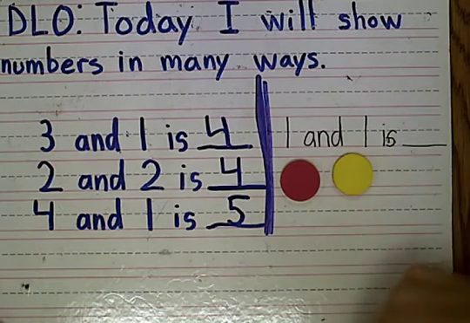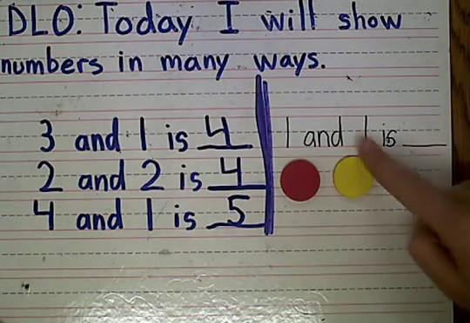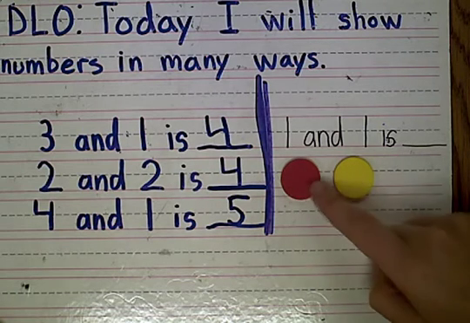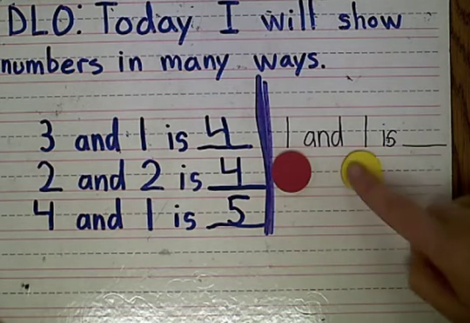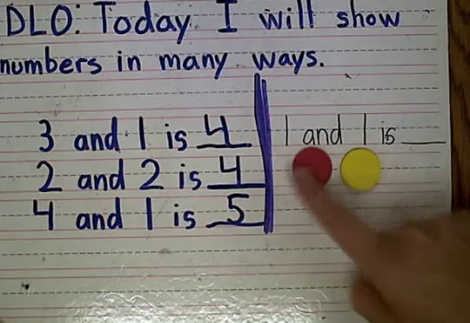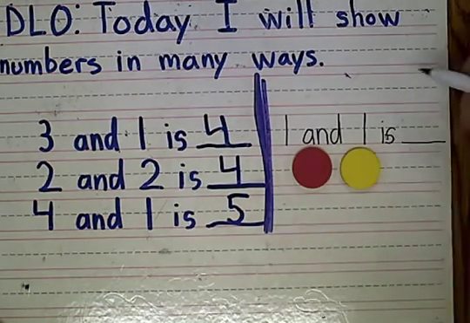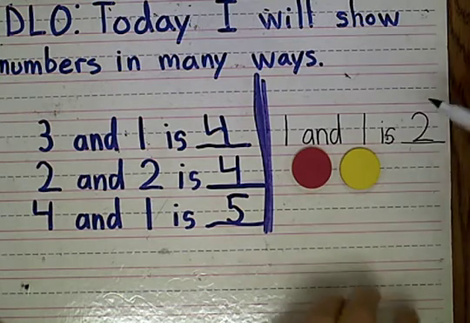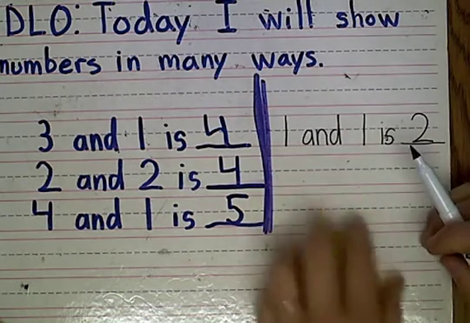I'll flip it over, my flippy chip. 1 and 1. Do I have 1 and 1? I do. I have 1 red and 1 yellow. Red for 1, yellow for this one. How many do I have all together? Let's count. 1, 2. What's my answer? 2. Candy cane foot.